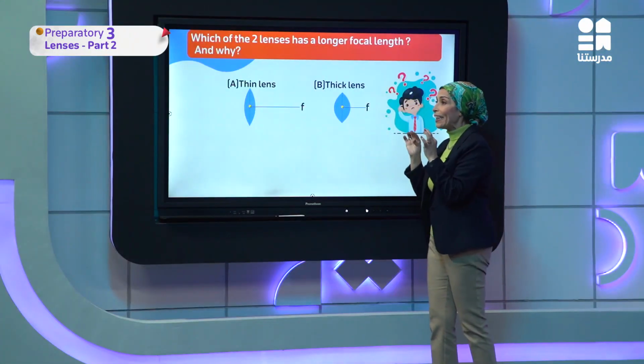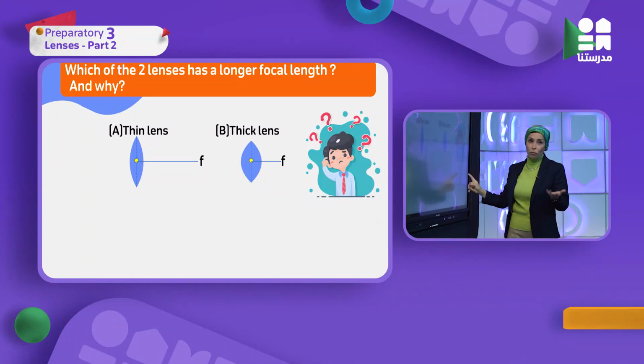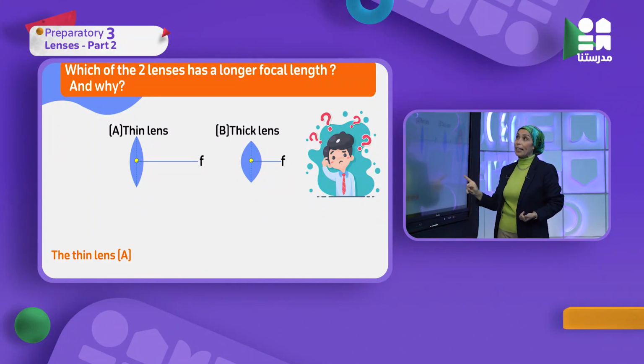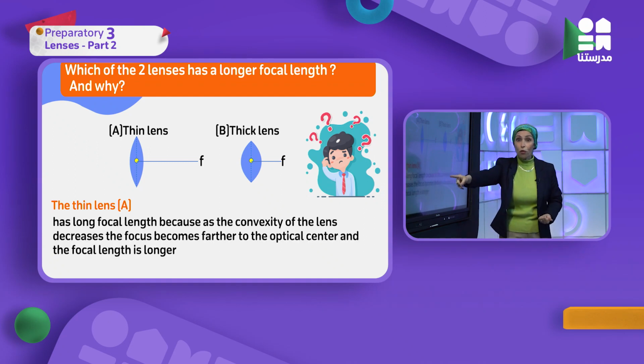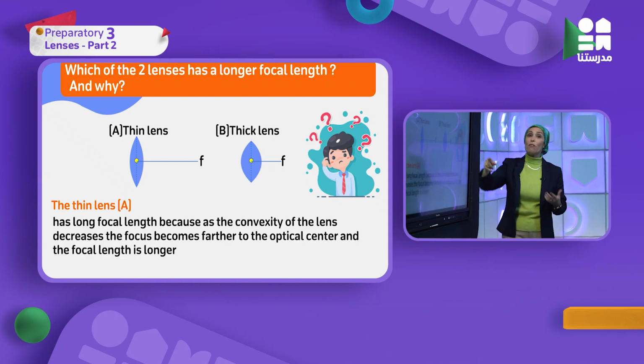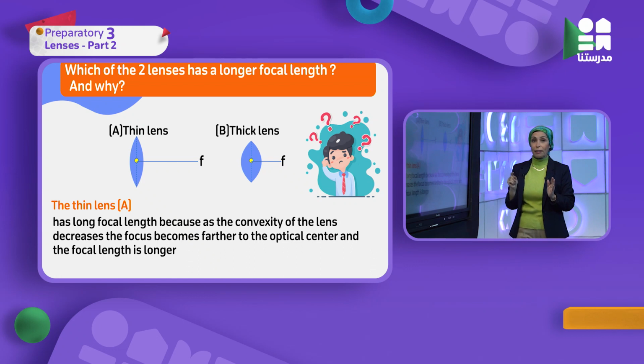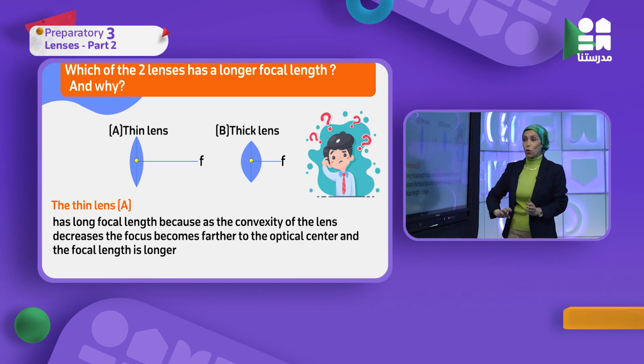So if they ask what happens if the convexity of the lens increases? Remember that we're going to use it later. What happens if the convexity increases? The focal length will decrease. So in this question, of course, you know the answer. The thin lens has a long focal length because as the convexity of the lens decreases, meaning this one has less convexity than this one, which is a bit bigger, the focal length will increase. You have to put this part in your consideration because you are going to use it later after a while.